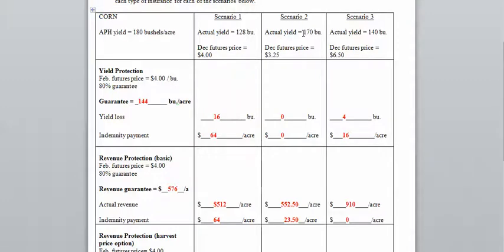Scenario 2, we have an actual yield of 170 bushel per acre. Well, again, we're guaranteed 144 bushel per acre. Since our yield is well above our yield guarantee, we're going to get paid zero. We have no insurance claim. Scenario 3, we have an actual yield of 140 bushel per acre. Again, we are guaranteed 144 bushels per acre, and so therefore we are going to get paid on a 4 bushel yield loss. 4 bushel yield loss on $4 a bushel gives us an indemnity payment of $16 an acre.